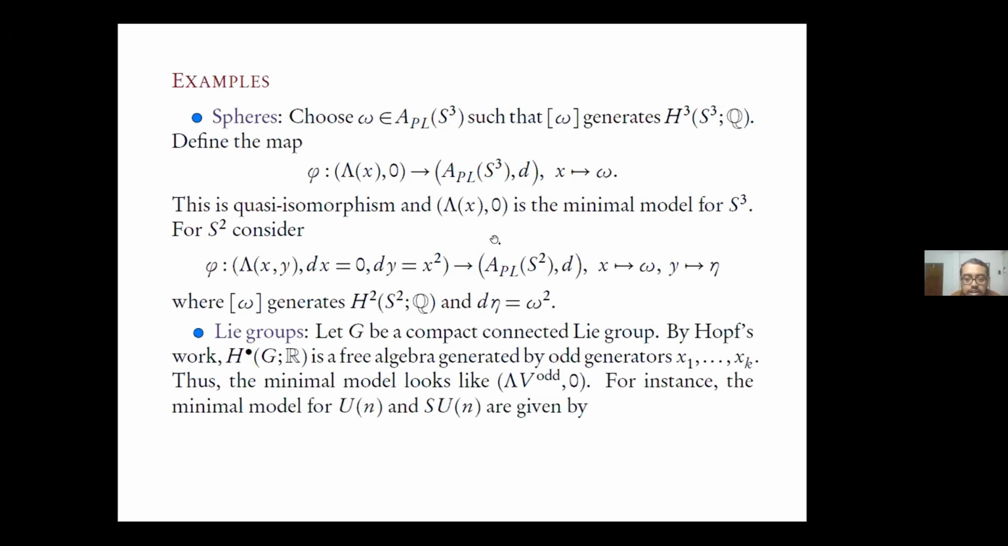So in particular, if you wanted some concrete examples, minimal models for U(n) and SU(n) are given by free graded commutative algebras generated on x1, x3, through x_{2n-1}. The differential is all 0. And for SU(n), because it's simply connected, you only start with x3 through x_{2n-1}. There's no x1. This x1 is capturing the fact that pi 1 is Z.